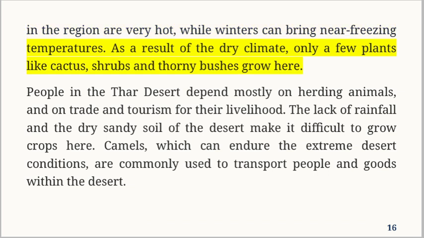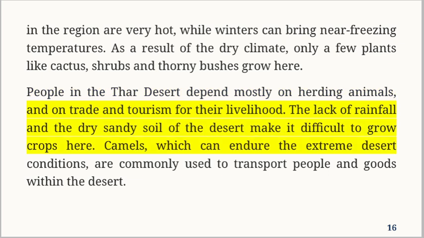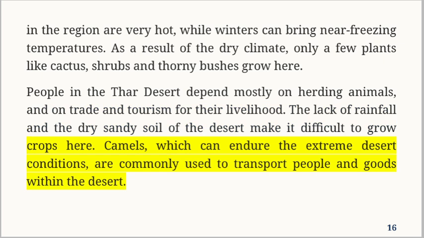As a result of the dry climate, only a few plants like cactus, shrubs, and thorny bushes grow here. People in the Thar Desert depend mostly on herding animals, and on trade and tourism for their livelihood. The lack of rainfall and the dry sandy soil of the desert make it difficult to grow crops here. Camels, which can endure the extreme desert conditions, are commonly used to transport people and goods within the desert.